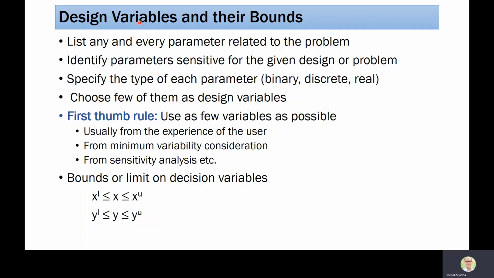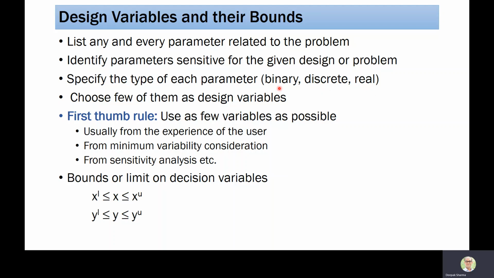Now, since the formulation involves decision variables, constraints and objective function, let us discuss them one by one. When we are talking about decision variables or design variables, first of all, we have to list each and every parameter related to the problem. Thereafter, the parameters which are sensitive to the given problem will become the decision variables, and other parameters will become the constant parameters. Once we have identified the sensitive parameters, basically the decision variables, then we have to identify what types of decision variables they are: binary, discrete, or real.